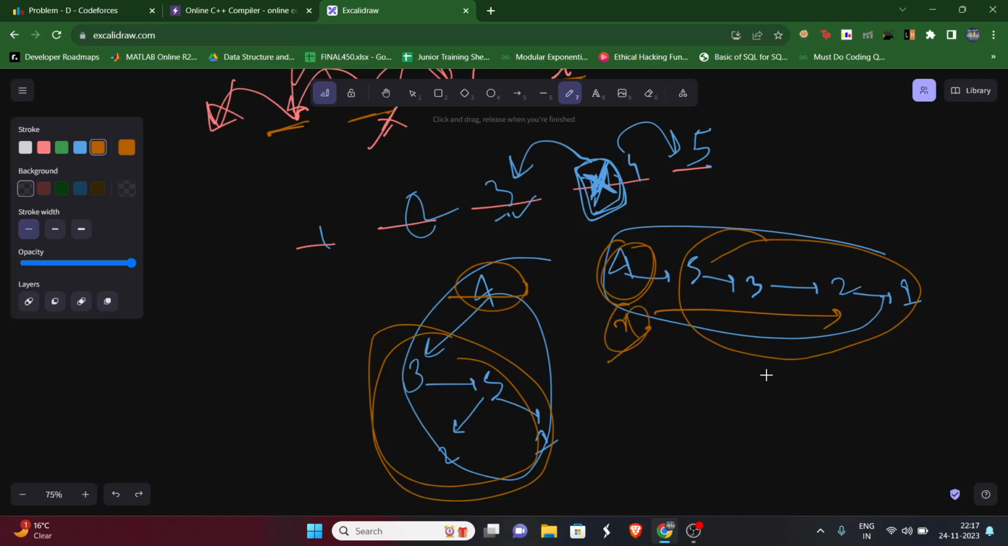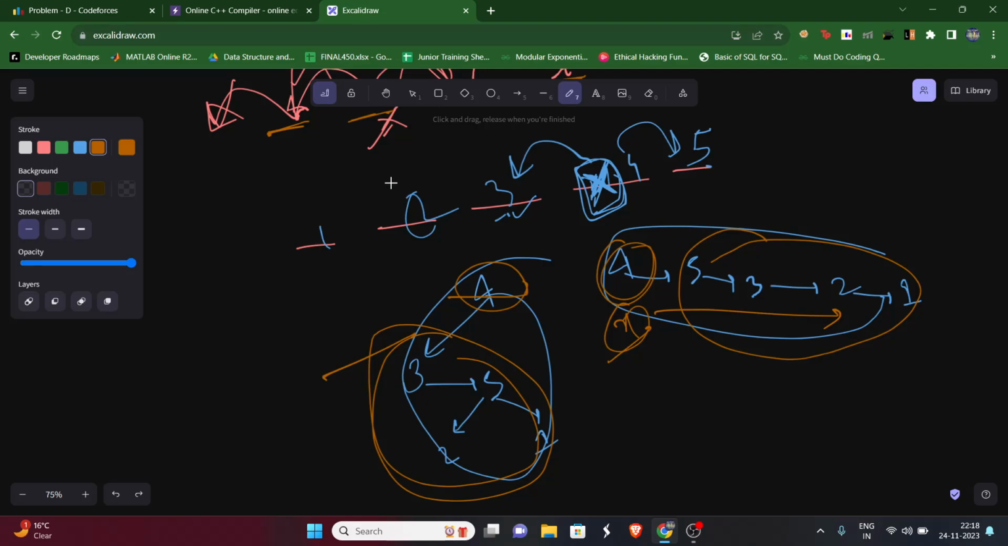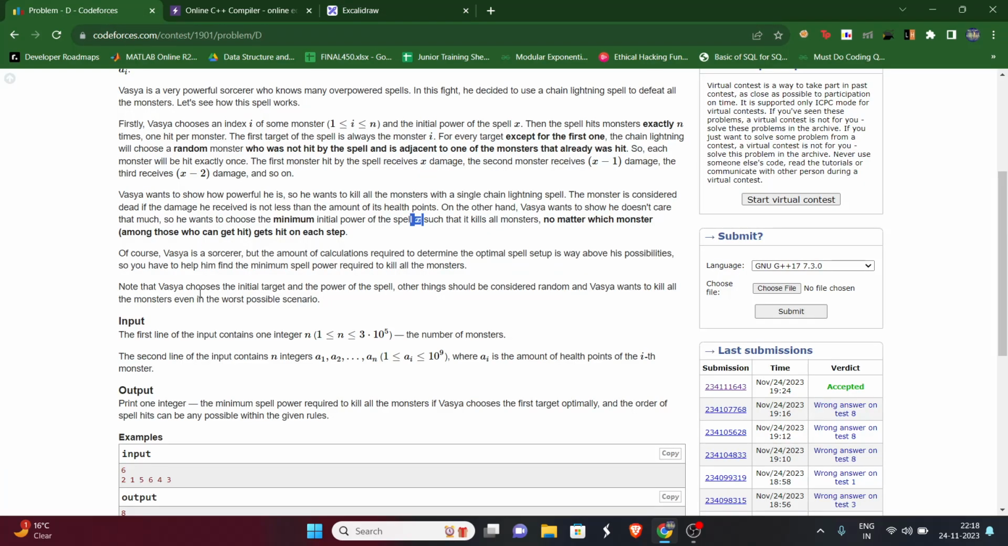That x should be able to kill all of them. Now Vasya can choose the first monster to be hit, and the rest of the order he cannot decide. The question is, what will be the minimum value of x such that he can kill all the monsters. At first the question seems very complicated, but it's very easy.